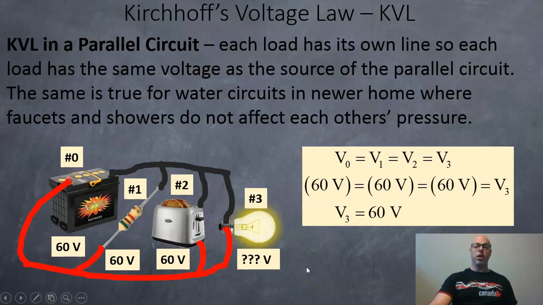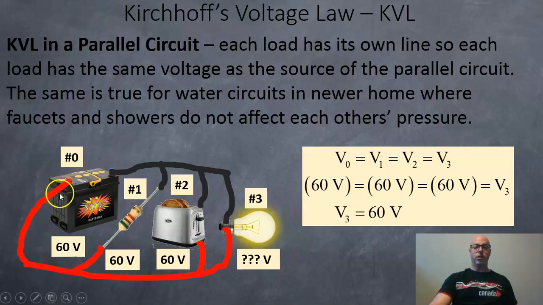In a parallel circuit, each load has its own line, so each load has the same voltage as the source of the parallel circuit. This is also true for water circuits in newer homes, where the faucets and showers do not affect each other's pressure. So in this case here, we got a car battery providing 60 volts.